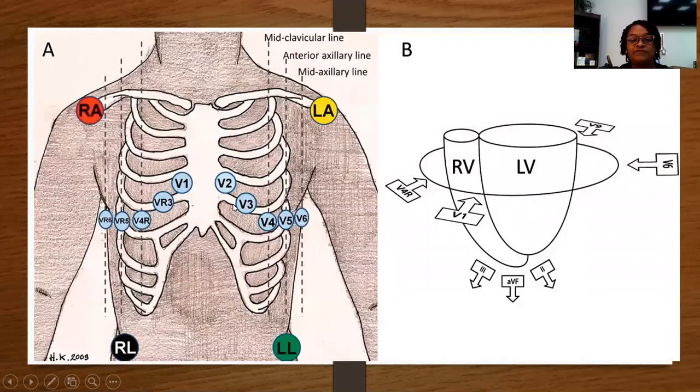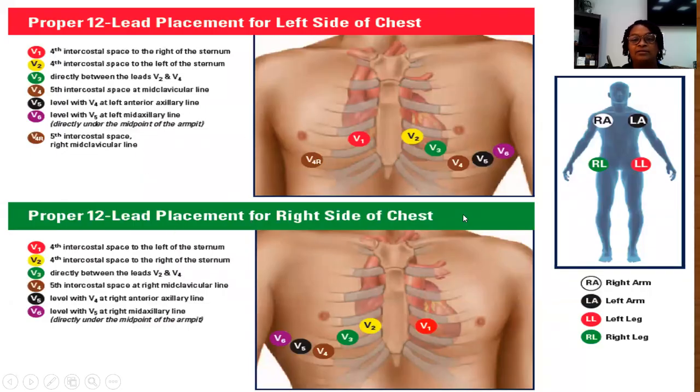And here's an illustration of that. Here we see your routine 12-lead EKG. You have your leads V1 through V6. And of course, on the right side, you have the R with the leads indicating it's the right side. Your landmarks will be the same, just on the opposite side. Here's another illustration of that, showing you your left side leads and your right side leads, okay? And then which intercostal spaces they're in.